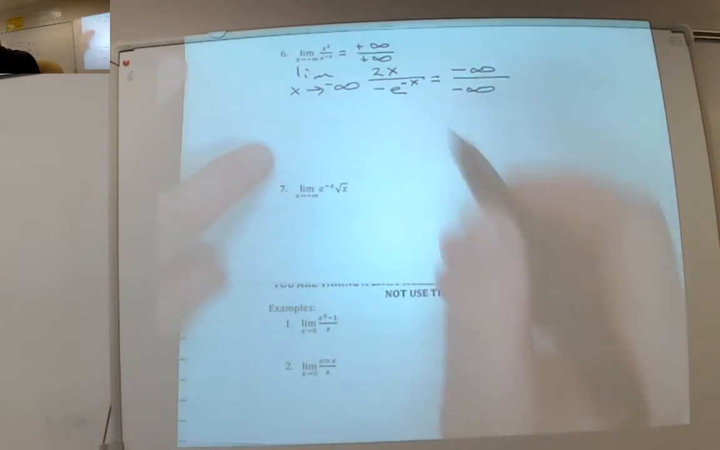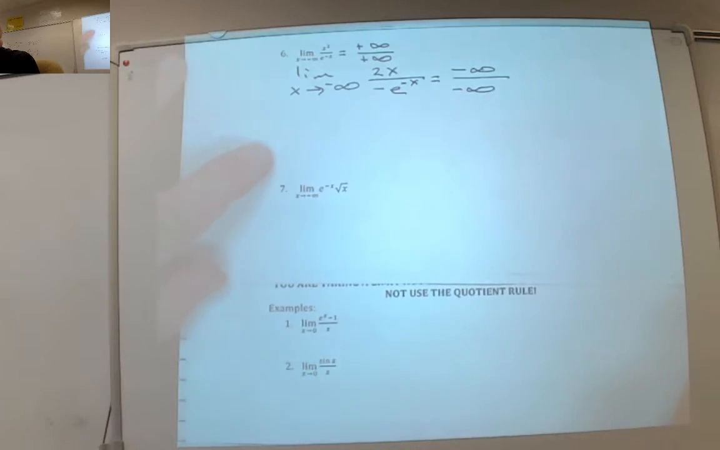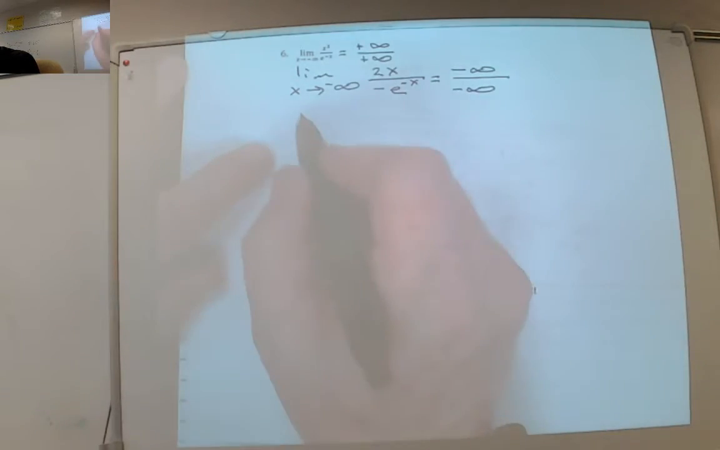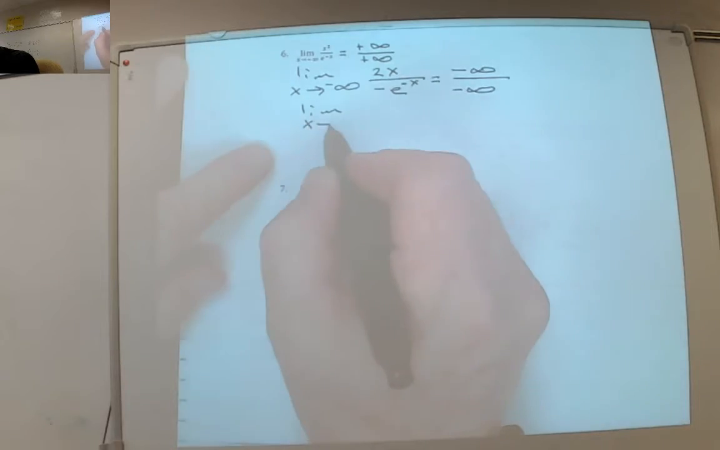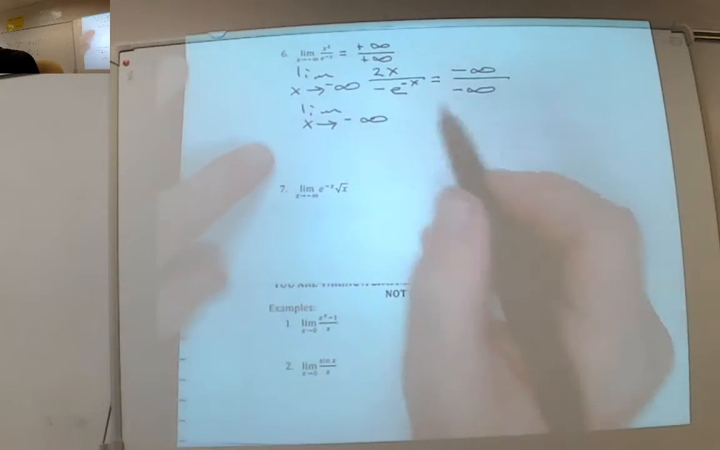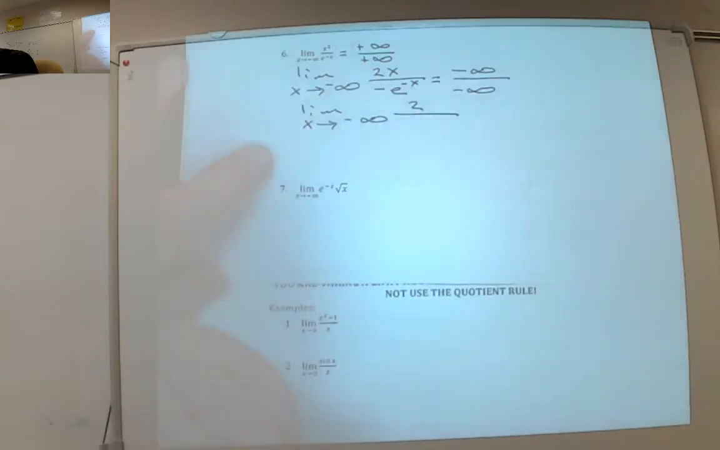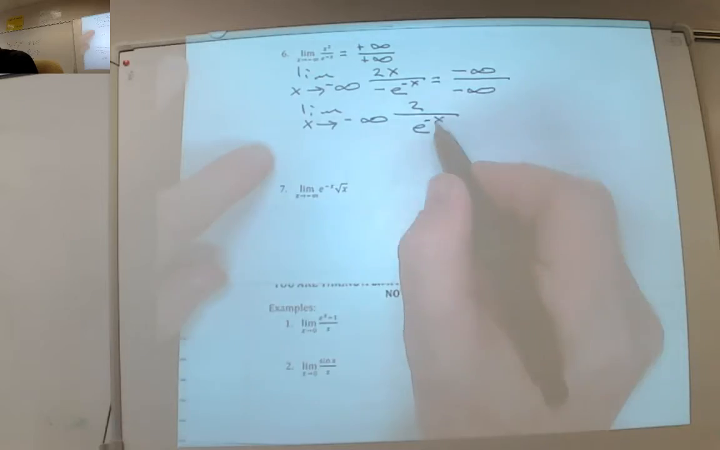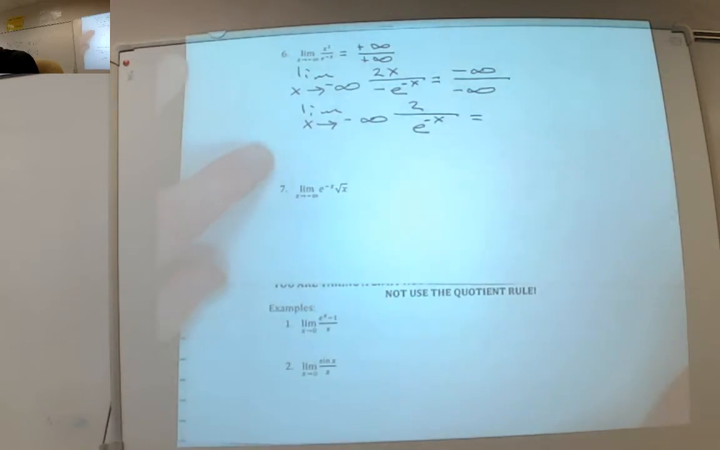Okay. So it's still an indeterminate form, which means I can still take the derivative again of the top and the bottom. What do I get here? 2 over e to the negative x. And what do you get here? 2 over infinity. What's the numerical limit? Anytime you have a constant with something that's getting really big, it goes to 0.